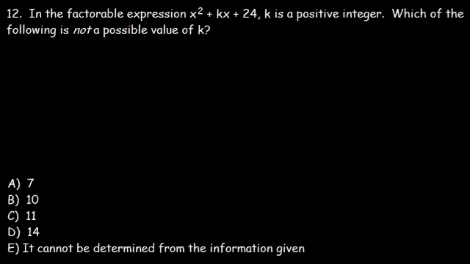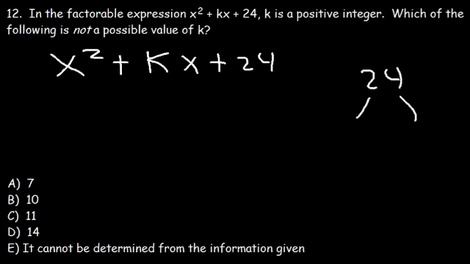In the factorable expression x squared plus kx plus 24, k is a positive integer. Which of the following is not a possible value of k? So, we need to find what value of k will not allow this expression to be factorable. This is like a product sum type problem. We need to find two numbers that multiply to 24 but add to k. But how can we do that if we don't know what k is?